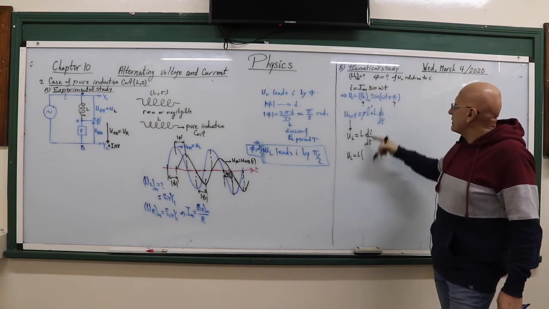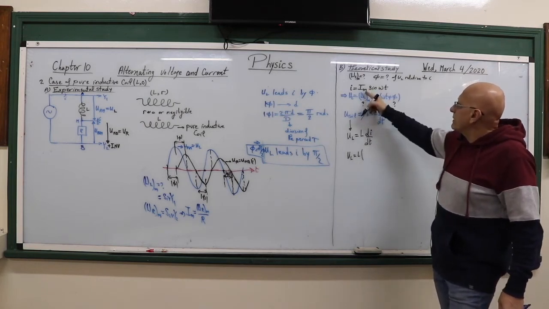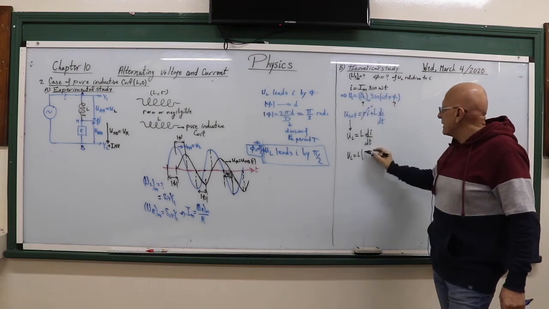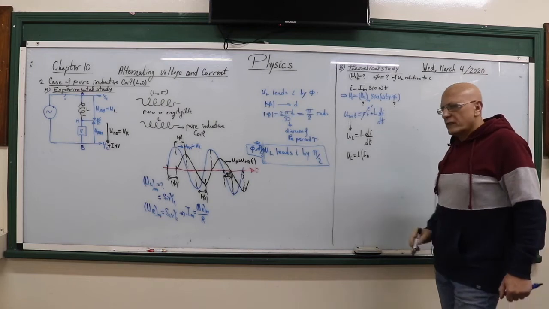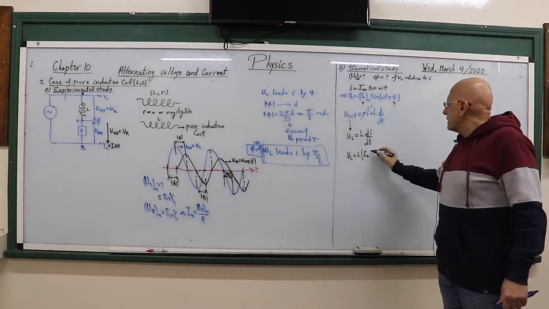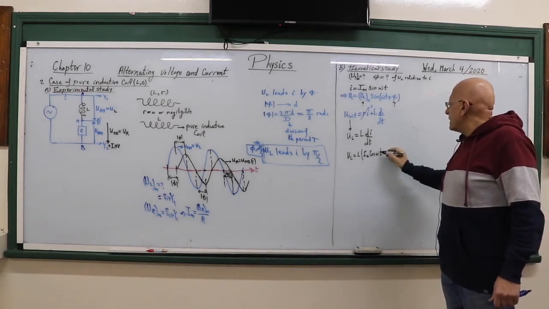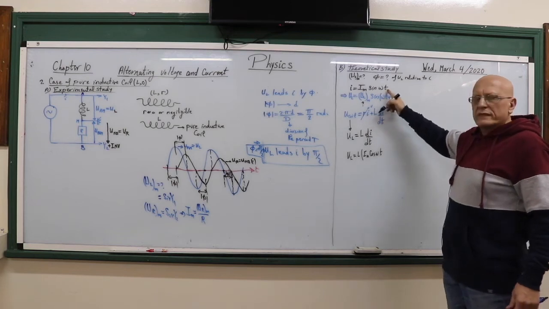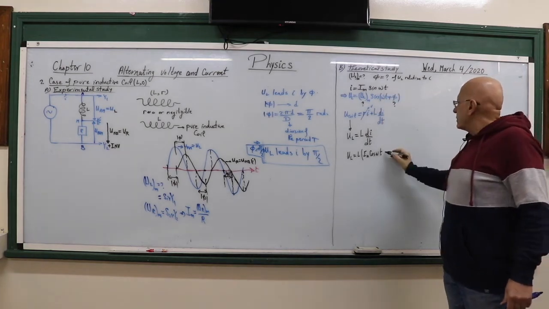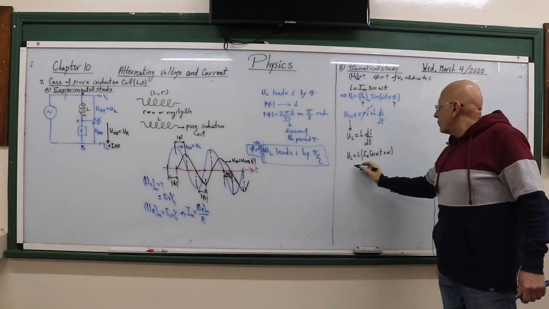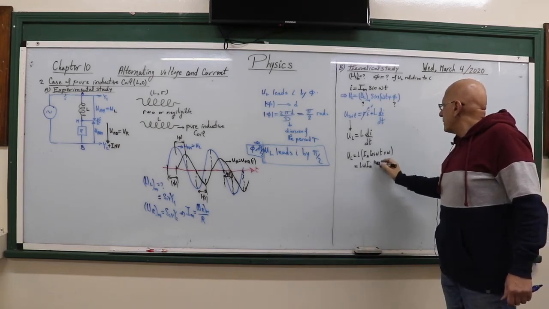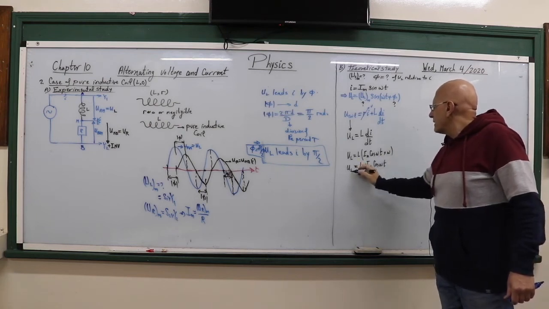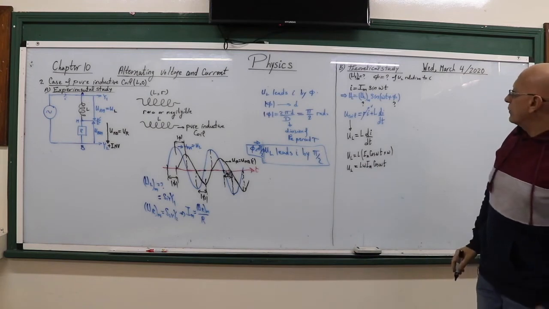What is the derivative of I? Im is a constant multiplied with the sine, so I put it beside. The derivative of sine omega t is cosine omega t times the derivative of the angle, which is omega. So we get here L omega Im cosine omega t. This is the expression of UL.